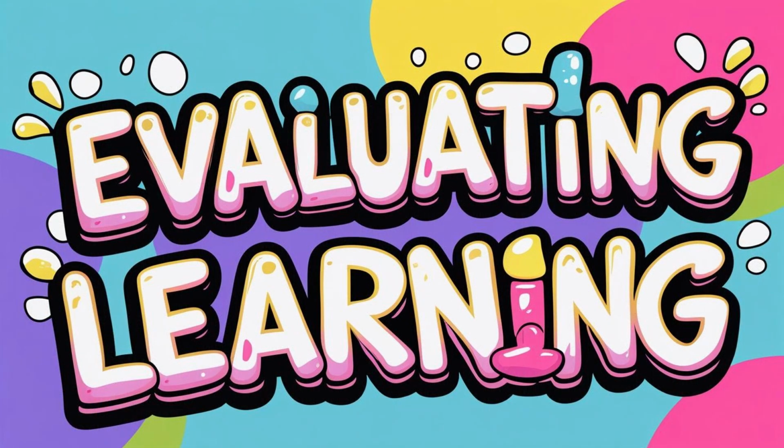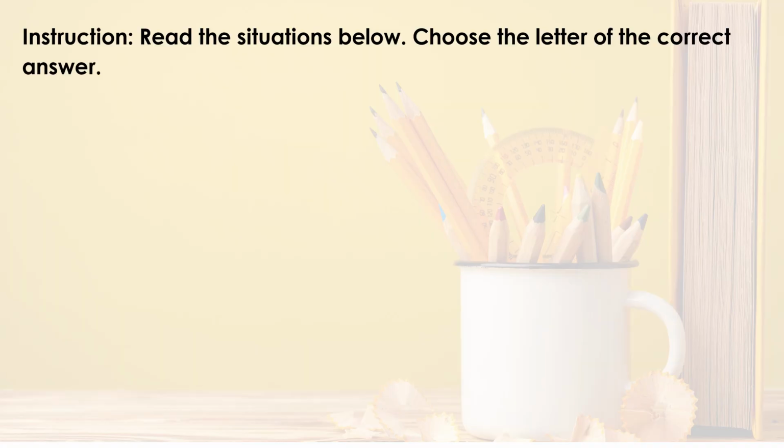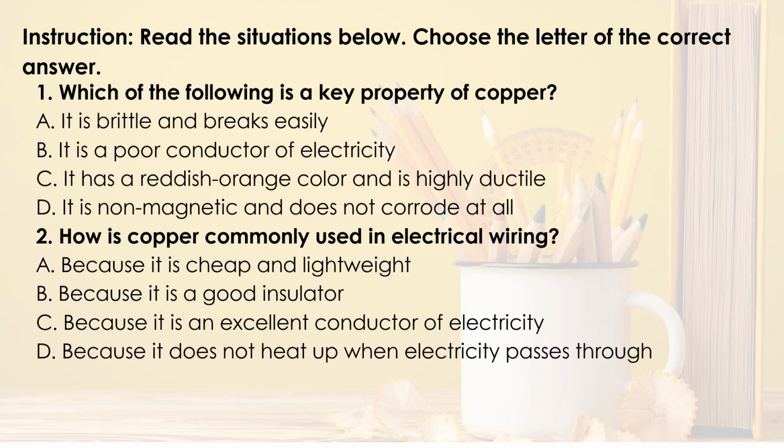Let's proceed now to the evaluation. Instruction. Read the situation below and choose the letter of the correct answer. For number 1, which of the following is a key property of copper? Number 2, how is copper commonly used in electrical wiring?